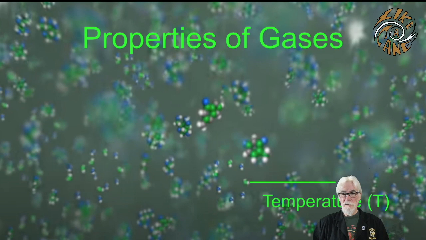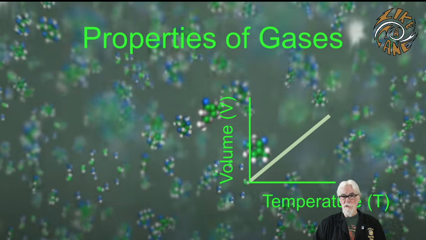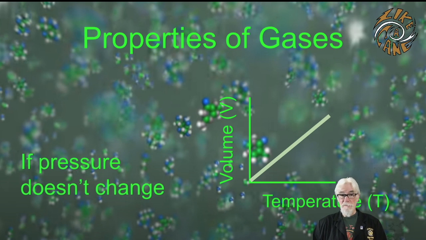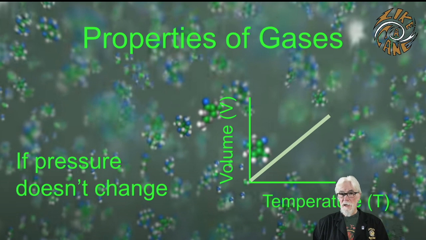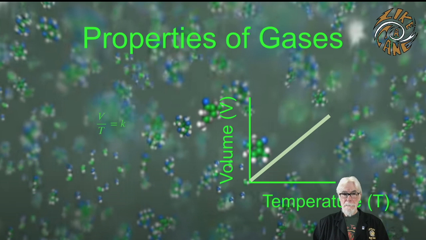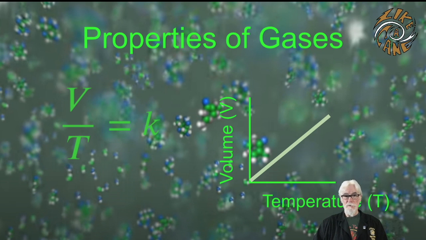Another relationship that we looked at was the temperature and volume relationship. We found out that if we don't allow the pressure to change, the volume and the temperature are directly proportional to each other. Again, we have to use the Kelvin scale here because we don't want to deal with zeros and below zero temperatures. So this relationship simply is volume over temperature remains constant. So whatever happens to one of these two variables has to also happen to the other variable.